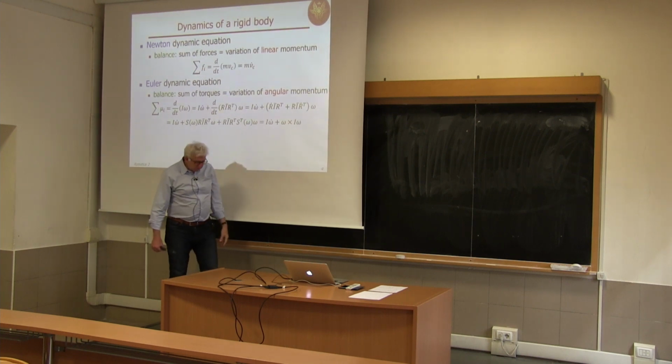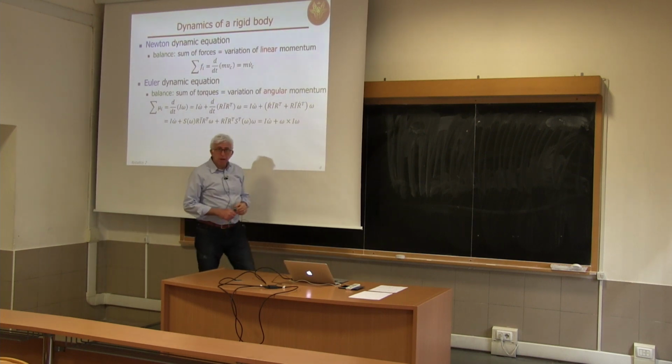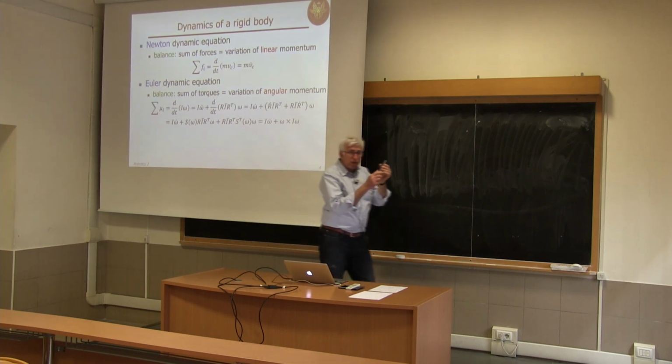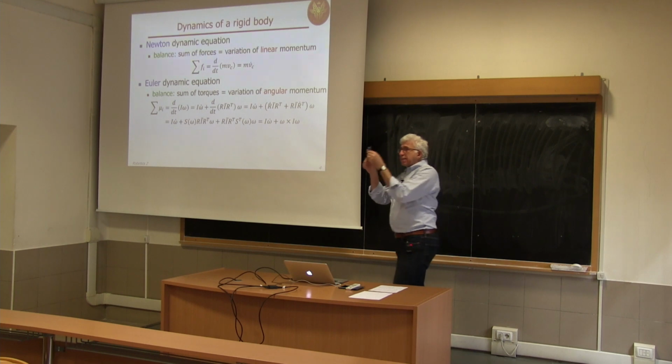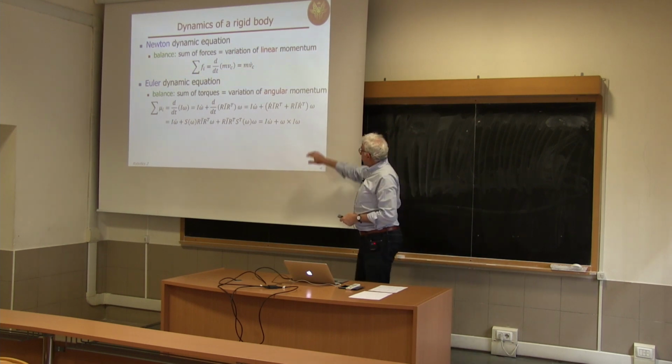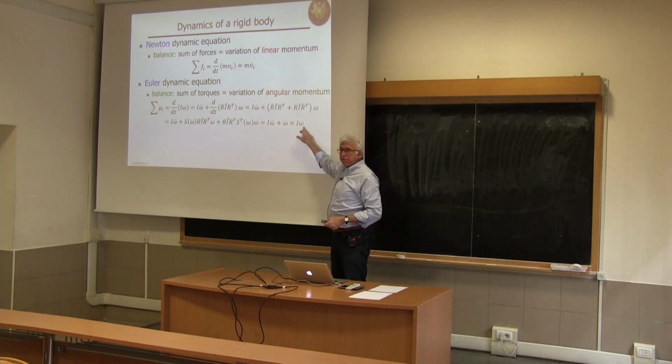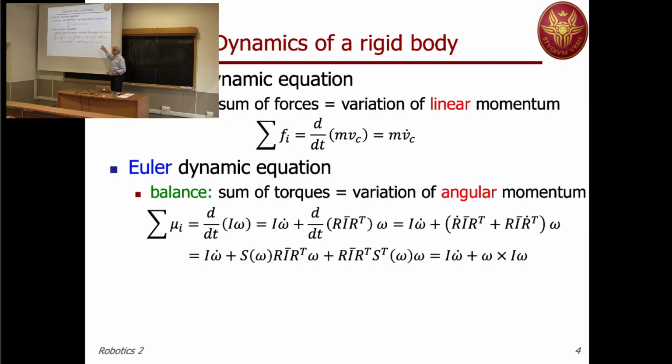Of course, if the product of the inertia of the body times the angular velocity that this body has is again parallel to omega, so this is just a scaling factor. For instance, if I is diagonal and has the same elements on the diagonal, the product I omega is just a scalar times omega, and this vector product will vanish as well. So there are cases where this term vanishes, but in general, you have it there.